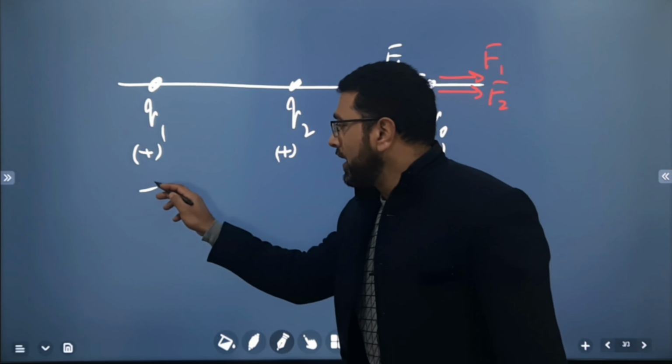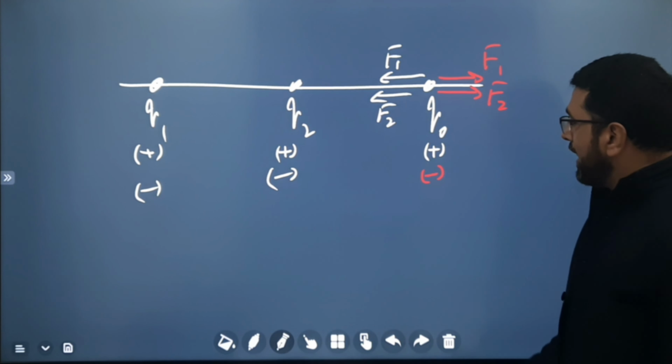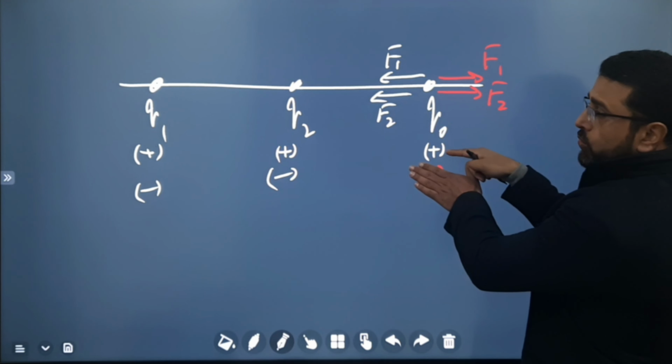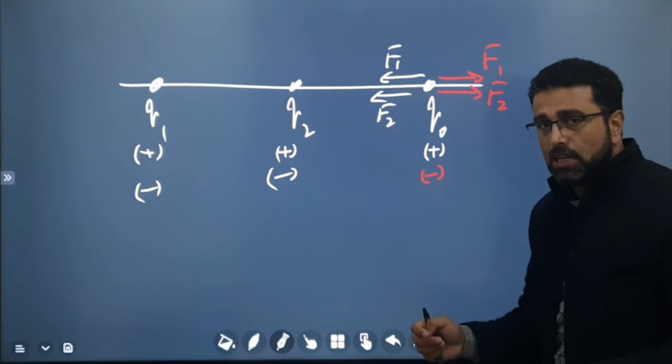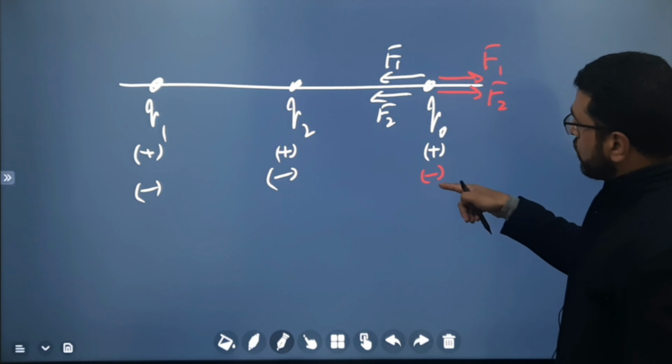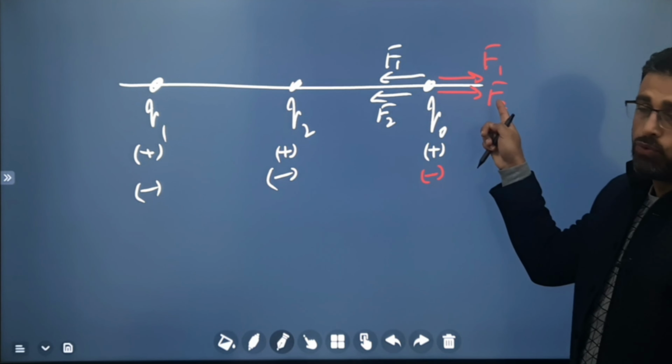What if these two are negative? Then again, if Q0 is positive, both forces will be attractive. So F1 and F2 will be like this. They can't cancel out. They are in the same direction. If Q0 is negative, then both forces will be repulsive. So this will be the direction of the two forces.